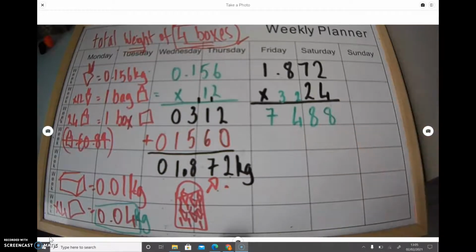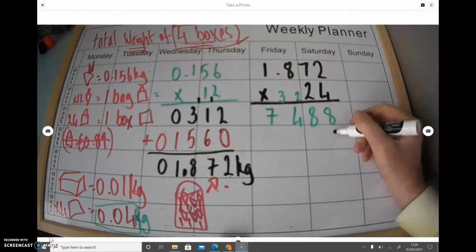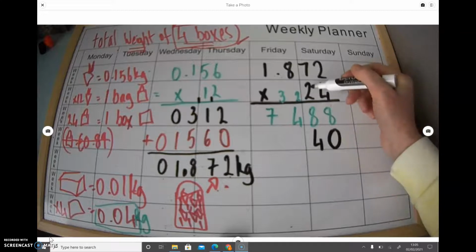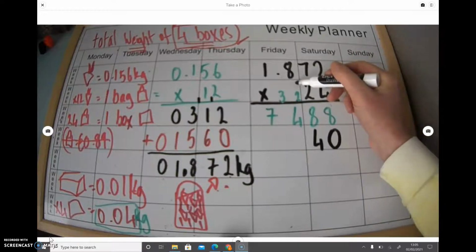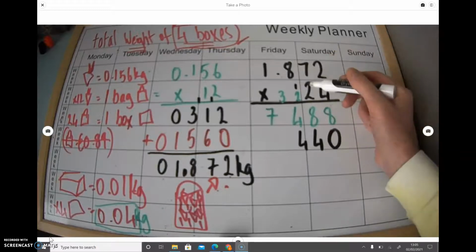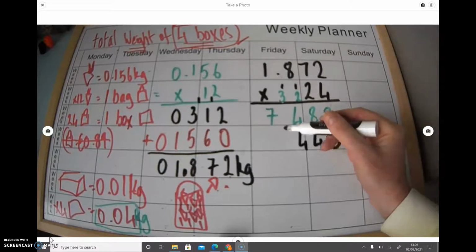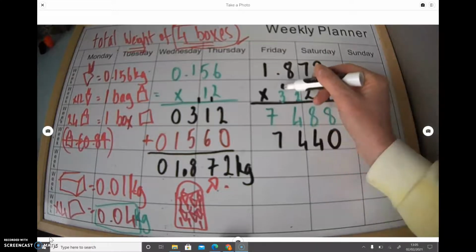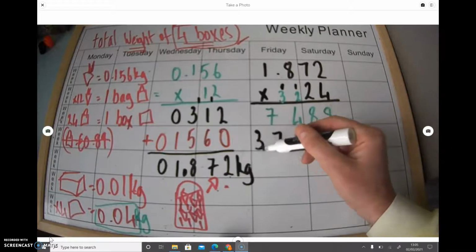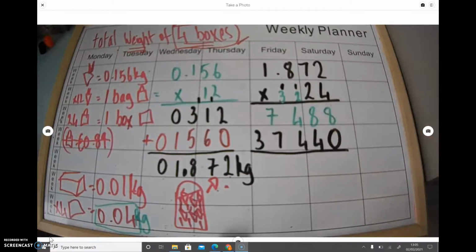I'll do a different colour here. 2 times 2 is 4. 2 times 7 is 14. Down my 4 and carry my 1. 2 times 8 is 16, plus 1 is 17. I put down my 7 and carry my 1. 2 times 2 is 4, plus 1 is 5. Then I need to add these two together.